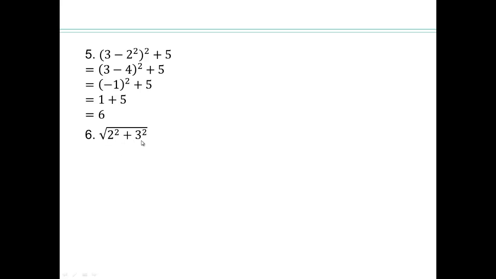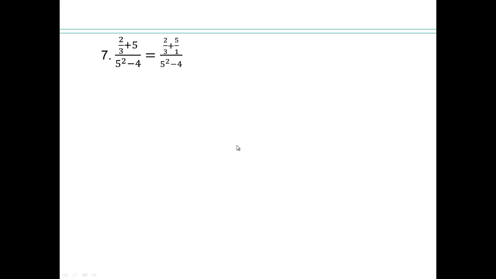All right, let's try this next one. Remember, the square root symbol, which is the radical symbol, is as if you had a parenthesis. So parentheses first, so inside first. And then inside you have exponents, so you're going to have to do exponents first. So 2 squared is 4, 3 squared is 9, so 4 plus 9 is 13. So square root 13. Remember, we did not do square root of 2 squared plus square root of 3 squared, because exponents do not distribute over addition or subtraction. Please remember that.